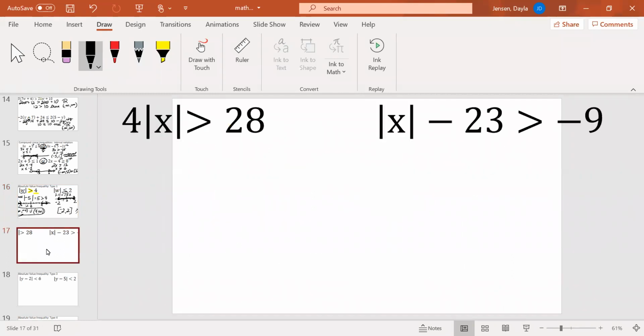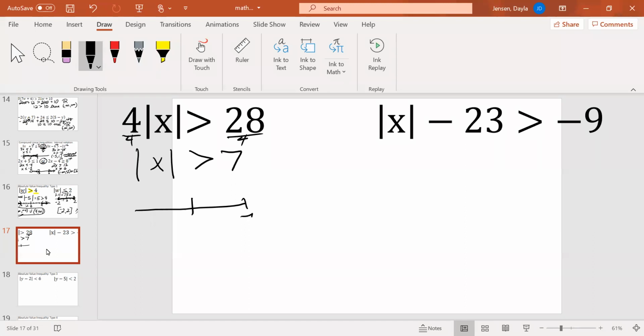Okay, so let's look at the next one. The next one says 4 times the absolute value of x is greater than 28. Well, earlier when we were doing the absolute value equations, we decided we want to get the absolute value by itself first. So let's divide both sides by 4. So now I have the absolute value of x is greater than 7.